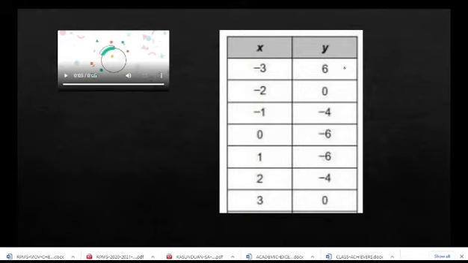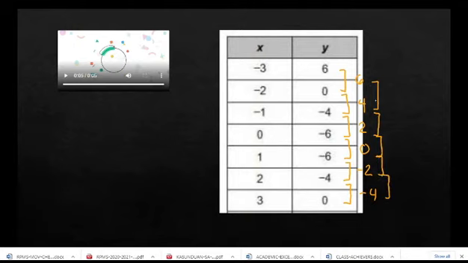So, we have 6 minus 0, that is 6. Tignan natin kung may common difference. And then, 0 minus negative 4 is positive 4. Negative 4 minus negative 6 is positive 2. Negative 6 minus negative 6 is 0. Negative 6 minus negative 4 is negative 2. Negative 4 minus 0 is negative 4. So this is the first difference. They are not equal. So tingnan natin, check natin yung second common difference.